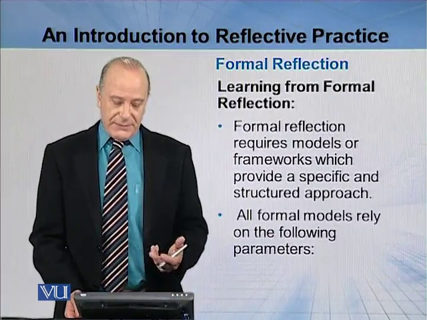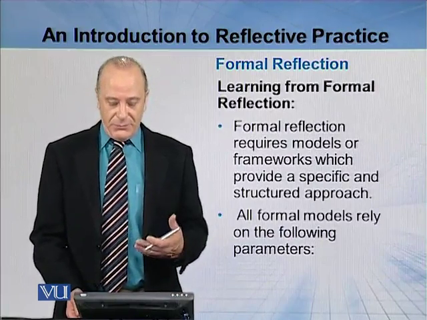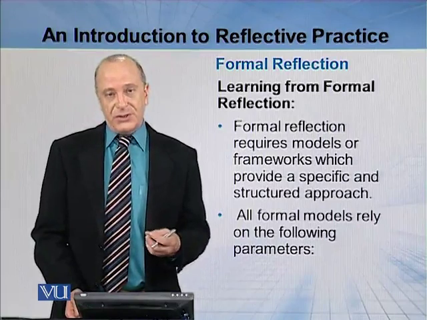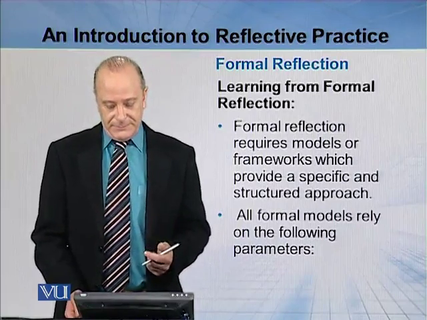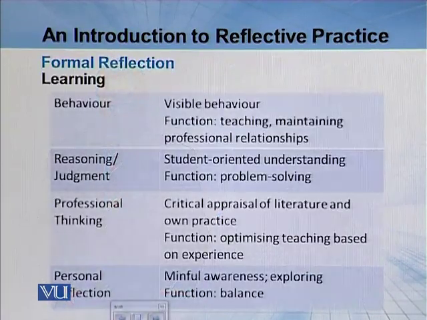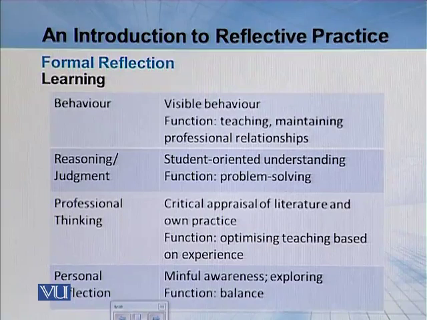Formal reflection, therefore, requires models and frameworks for the teacher to use, and these provide a very specific and structured approach to reflection. All formal models rely on the following parameters. One parameter is behavior. There is visible behavior and the functions associated with that, teaching and maintaining professional relationships in the school. There is also reasoning and judgment. This relates to student-oriented understanding and also about the function of problem solving.